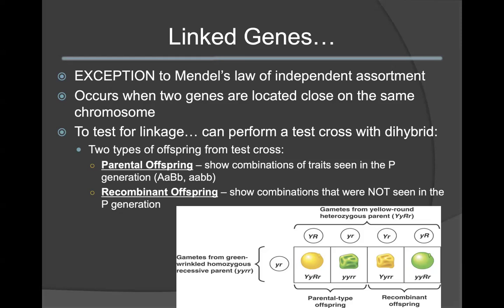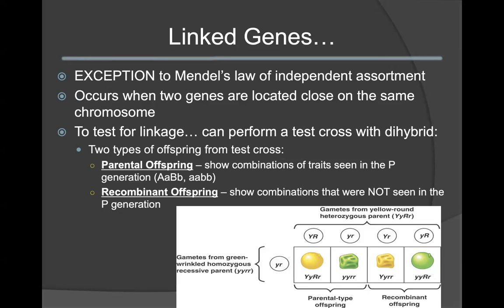One of the tests that we can do to see if genes are linked is to do a test cross with a dihybrid individual. In this instance, one of the parents would be a full recessive individual. This is the definition of a test cross, whereas the other parent in the cross would be a heterozygous individual.